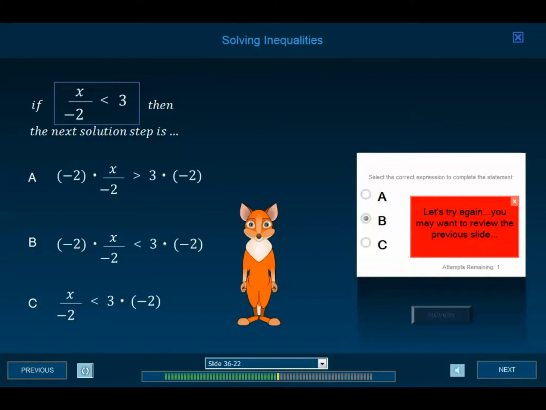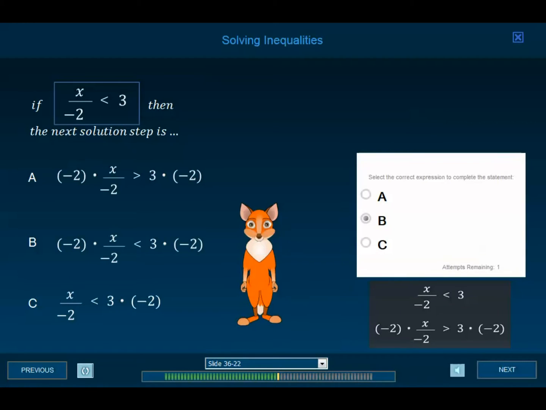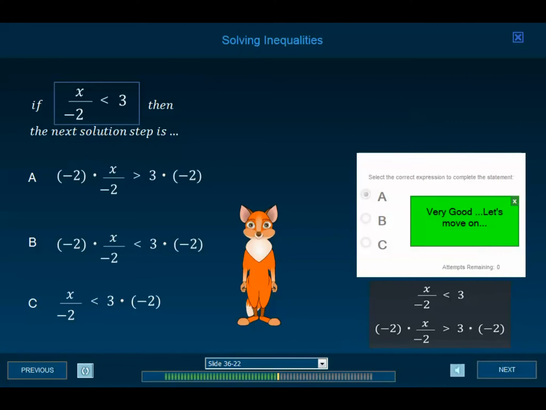Remember, we must multiply both sides of the inequality by the -2, and we must reverse the direction of the inequality symbol. Nicely done. If x over -2 is less than 3, the next solution step is answer choice A.